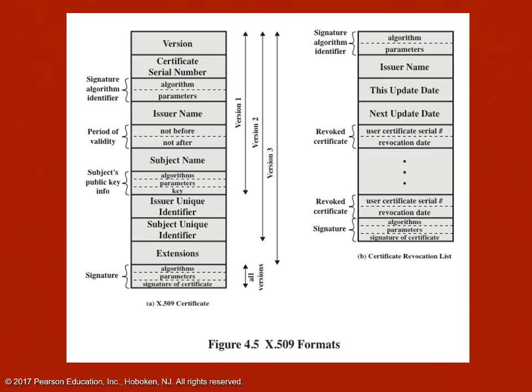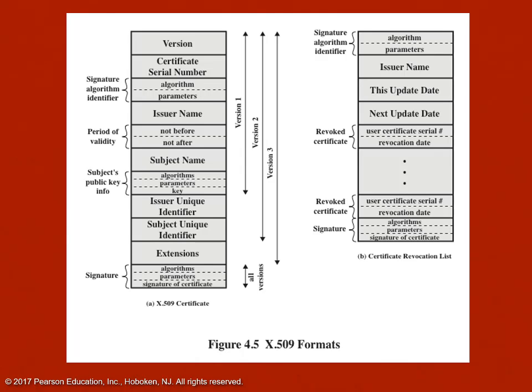Version differentiates among successive versions of the certificate format. The default is version 1. If the issuer unique identifier or subject unique identifier are present, the value must be version 2. If one or more extensions are present, the version must be version 3. Although the X.509 specification is currently at version 7, no changes have been made to the fields that make up the certificate since version 3.